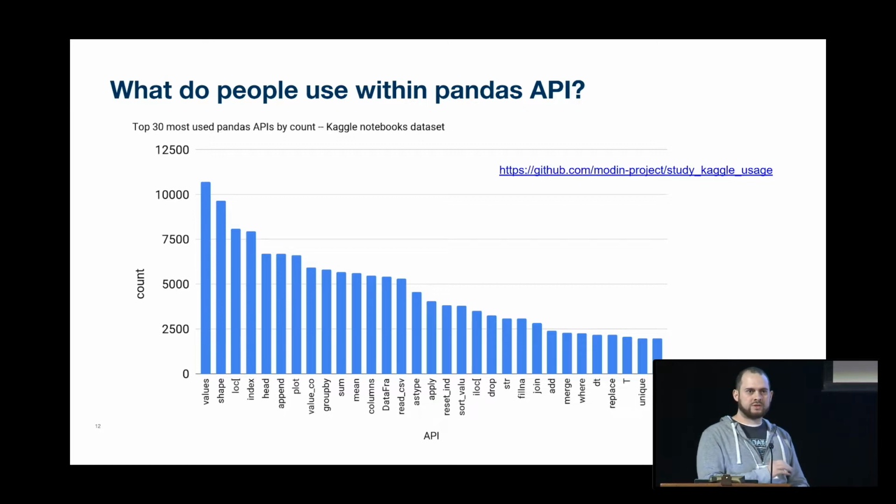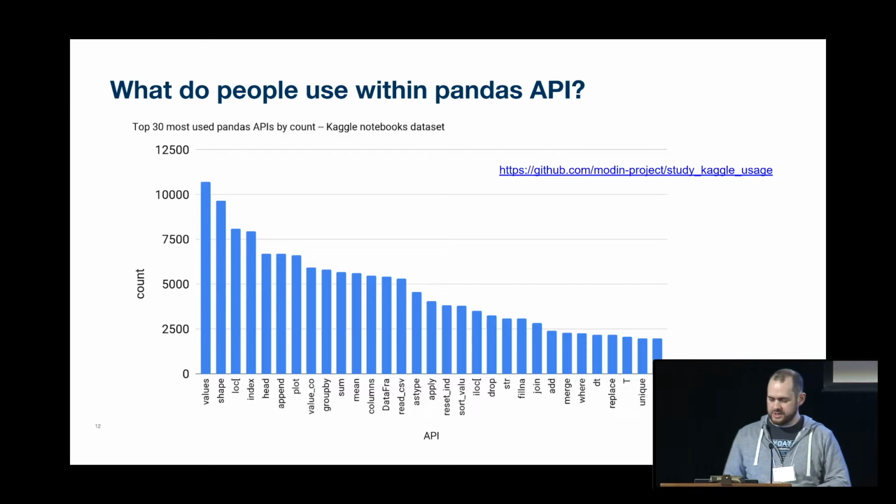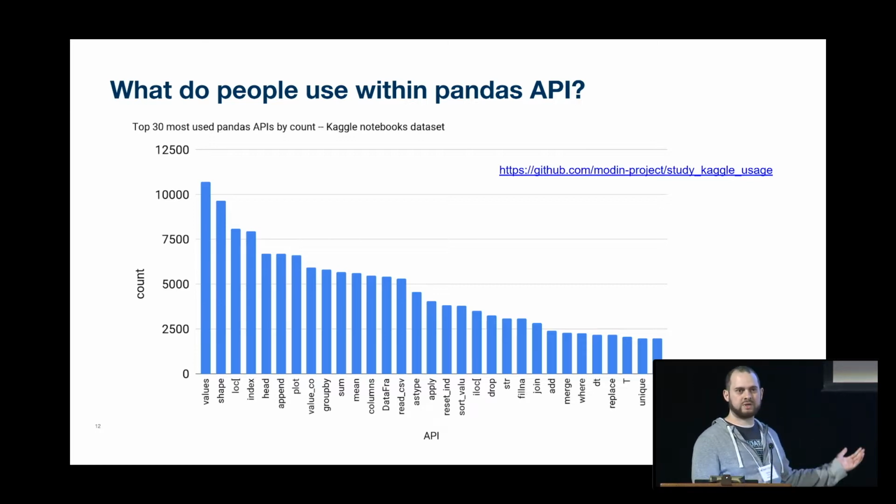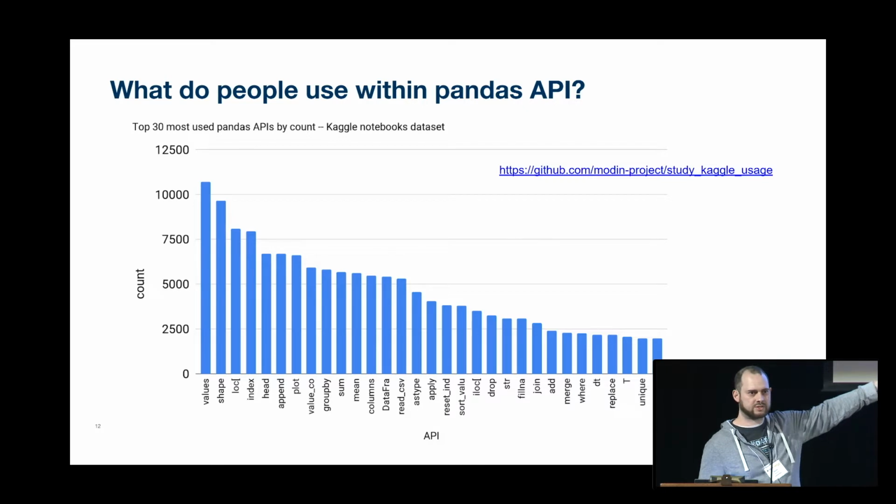And so we had this idea: what are people actually using in pandas, and how can we go about implementing these things potentially in the order that people are using them to have the highest impact? And so we did a study scraping Kaggle notebooks. The study, all the data and the notebooks and everything can be found at that URL.